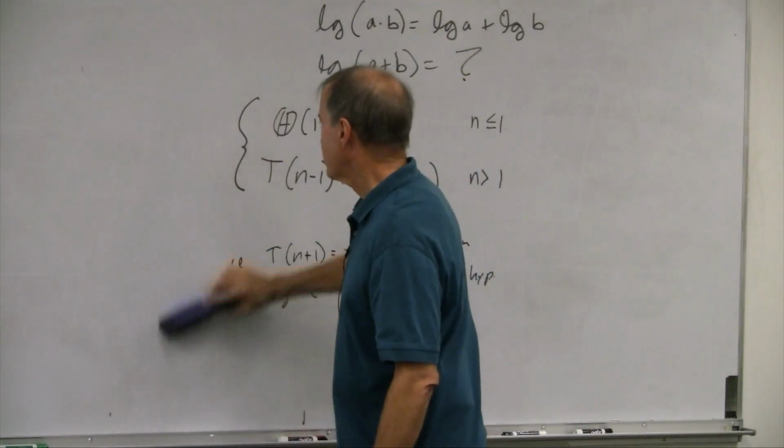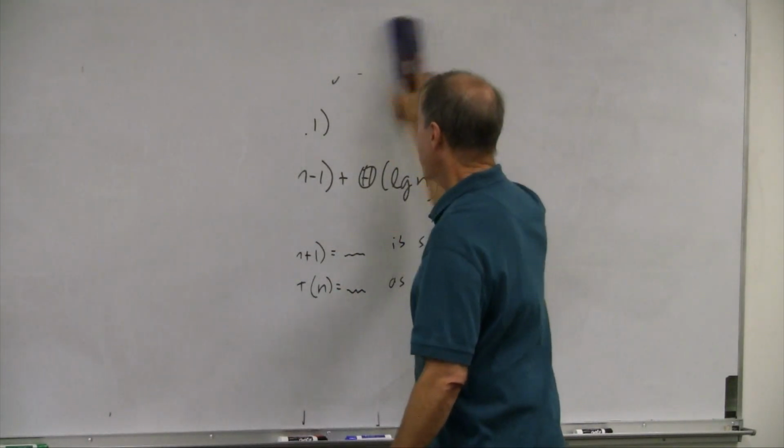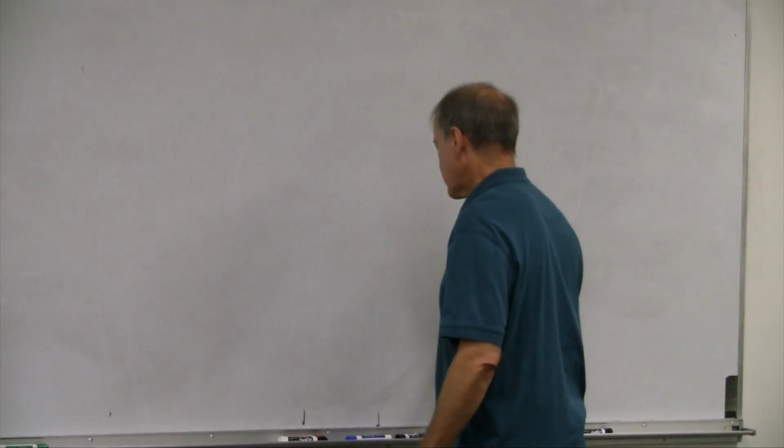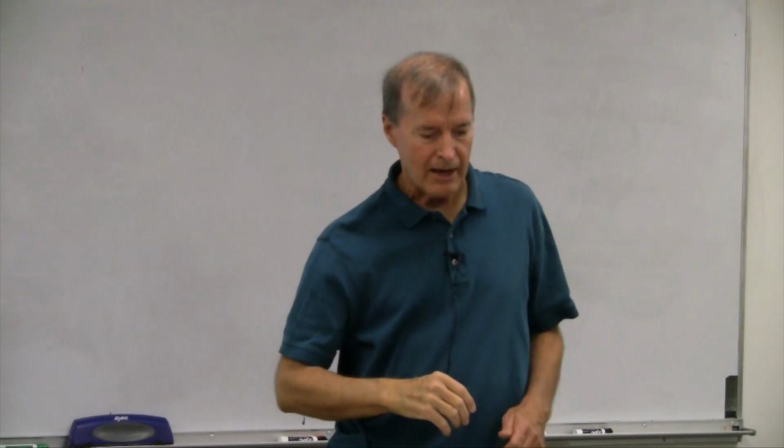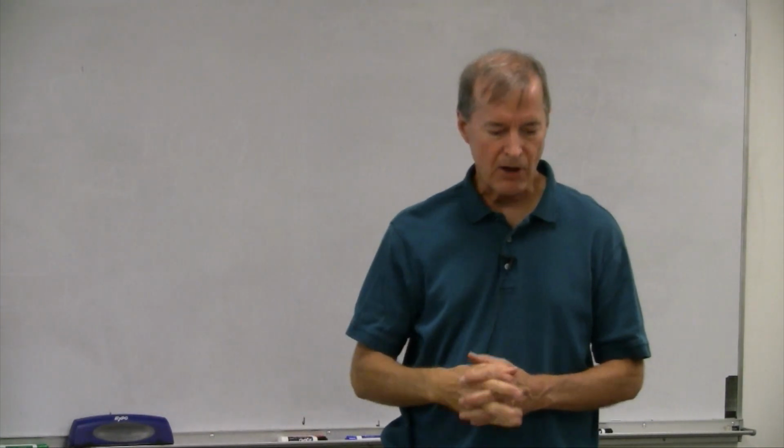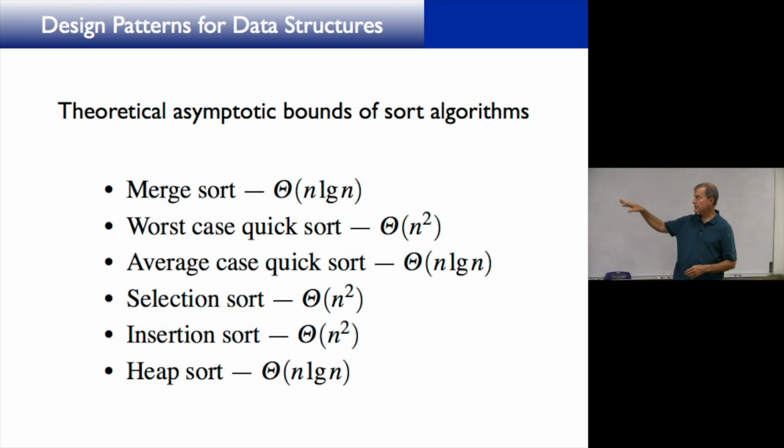Okay, so now, at the end of class last time, we were talking about performance metrics and the fact that now that we have all this theory, remember here we had this theory. Here's this list of the theoretical asymptotic bounds of the sort algorithms, and we have gone through all of these. So these you need to know backward and forward.